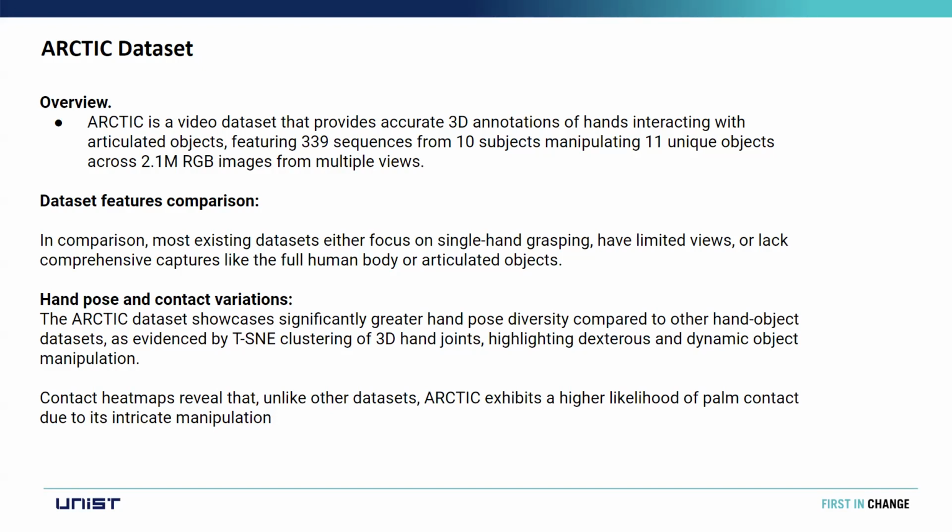They also provide a dataset feature comparison. In comparison, most existing datasets either focus on single hand grasping, have a limited view, or lack comprehensive capture like the full human body or articulated objects. In terms of hand pose and contact variation, the ARCTIC dataset shows significantly greater hand pose diversity compared to other hand datasets. And when we look at the contact heat map, it also shows that ARCTIC has a higher likelihood of palm contact due to the intricate manipulation of hands.